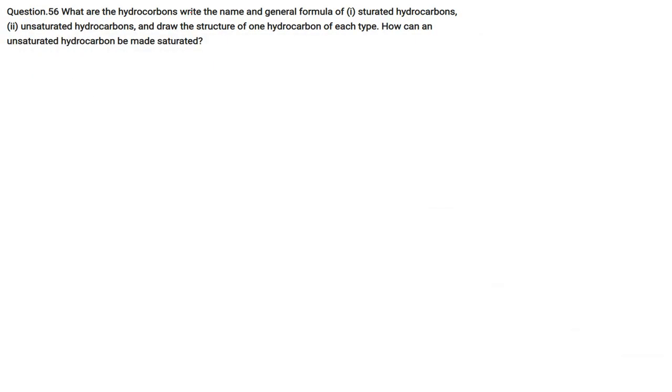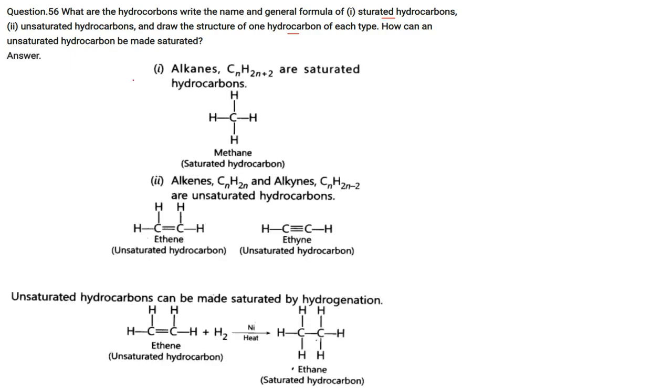What are the hydrocarbons with the name and general formula? Saturated hydrocarbons, unsaturated hydrocarbons. You have to draw the structure of one hydrocarbon of each type. How can an unsaturated hydrocarbon be made saturated? So first answer is alkanes, CnH2n+2.